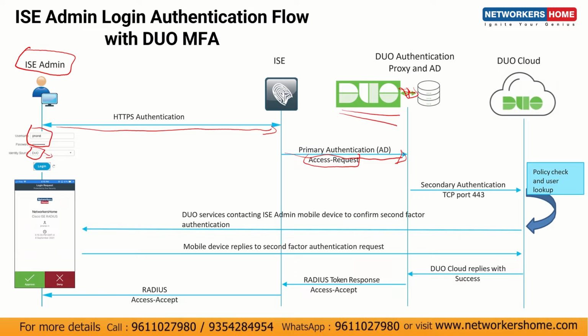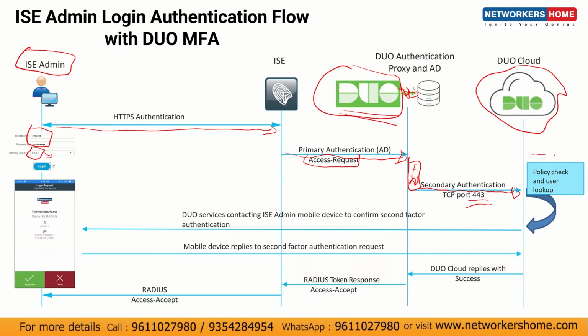After the primary authentication is successful, the DUO authentication proxy sends a second factor authentication to the DUO cloud on port 443, which is HTTPS and secure. You have to make sure of this port again when it is leaving the organization, since the DUO cloud is on the internet. We have to make sure that on the firewall 443 is open for this specific request coming from the DUO authentication proxy.